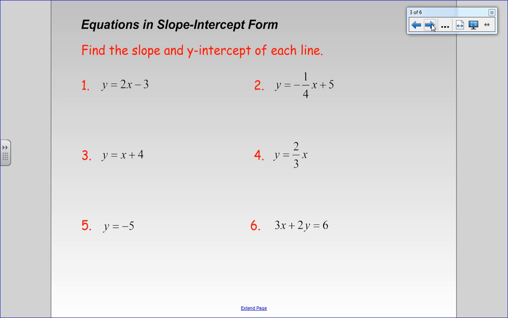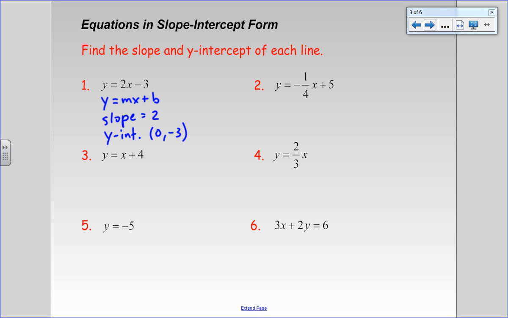We can also reverse this process and identify the slope and y-intercept of a line when given its equation. Let's look at several examples. First, the equation y equals 2x minus 3. Comparing to slope-intercept form, y equals mx plus b, we see the line has a slope of 2 and a y-intercept that is the point (0, -3).